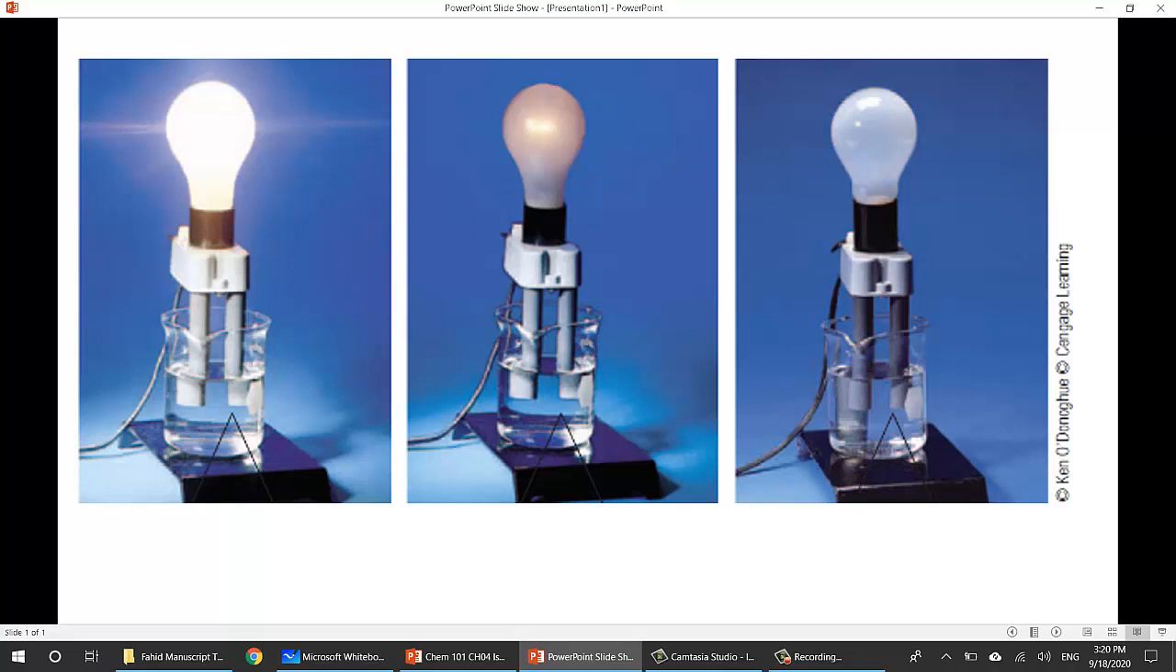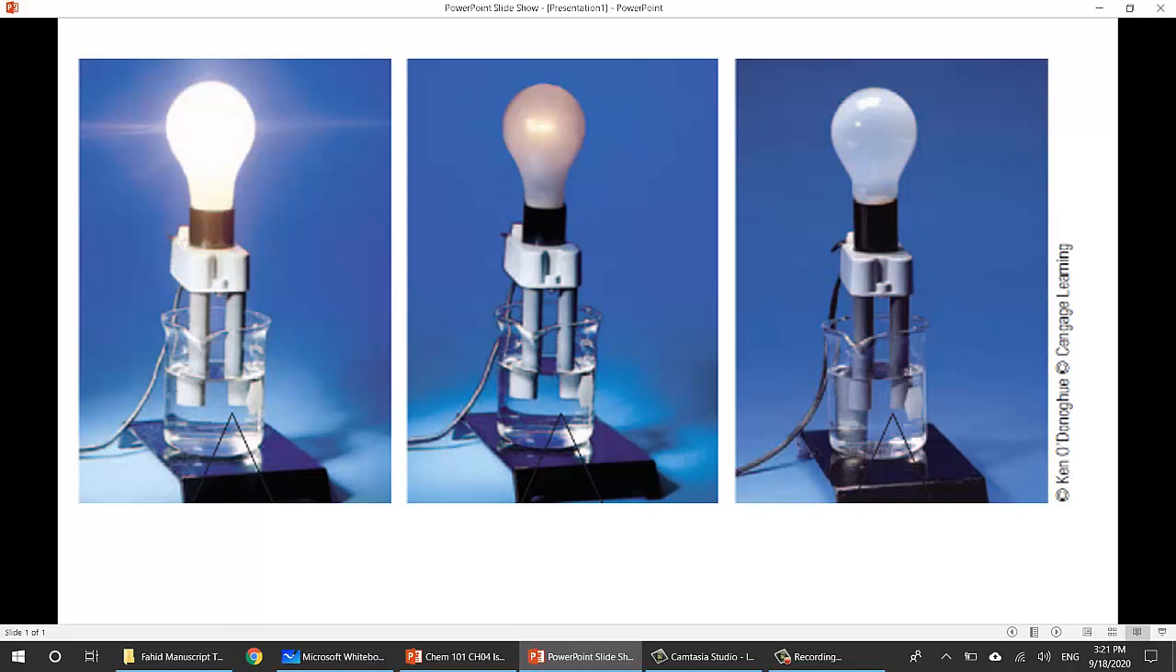I will start this chapter by showing you this picture. This is the same lamp connected to the same battery. In the first instance it's on, the second one is dimmed, about half, and the third one is off. If you are wondering why this is happening, it goes all back to the solution that this lamp is inserted in. So this is what the chapter is talking about.